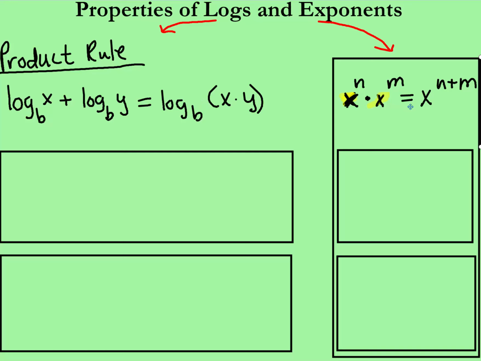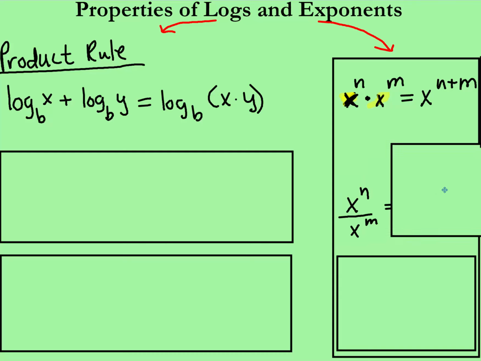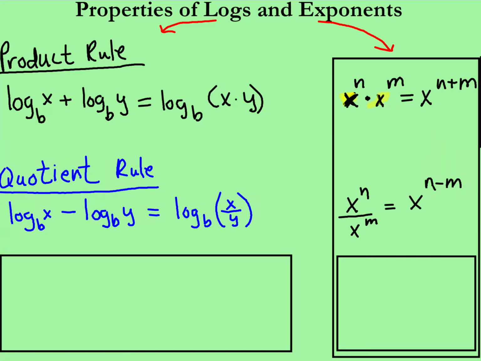And then look what happens over here. When you multiply powers, the exponents get added. When you add logs of the same base, the values get multiplied. So they're very closely related, but kind of inverse processes. Okay, so let's go to the quotient rule. In laws of exponents, when you divide powers of the same base, you subtract the exponents. For logarithms, the quotient rule is when you subtract logs with the same base, you divide the values.